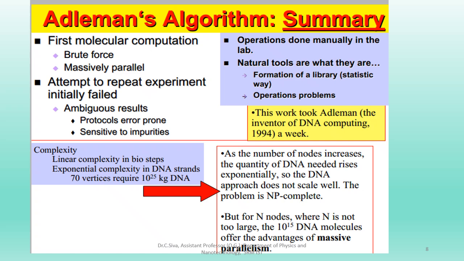Adleman's algorithm summary. This is the first molecular computation given. Attempts to repeat the experiment initially failed, but again and again he tried and eventually achieved it. There are certain complexities, like linear complexity in biosteps and exponential complexity in DNA strands. He identified several issues also, but at last he was able to achieve massive parallelism, which is incomparable with anything else.